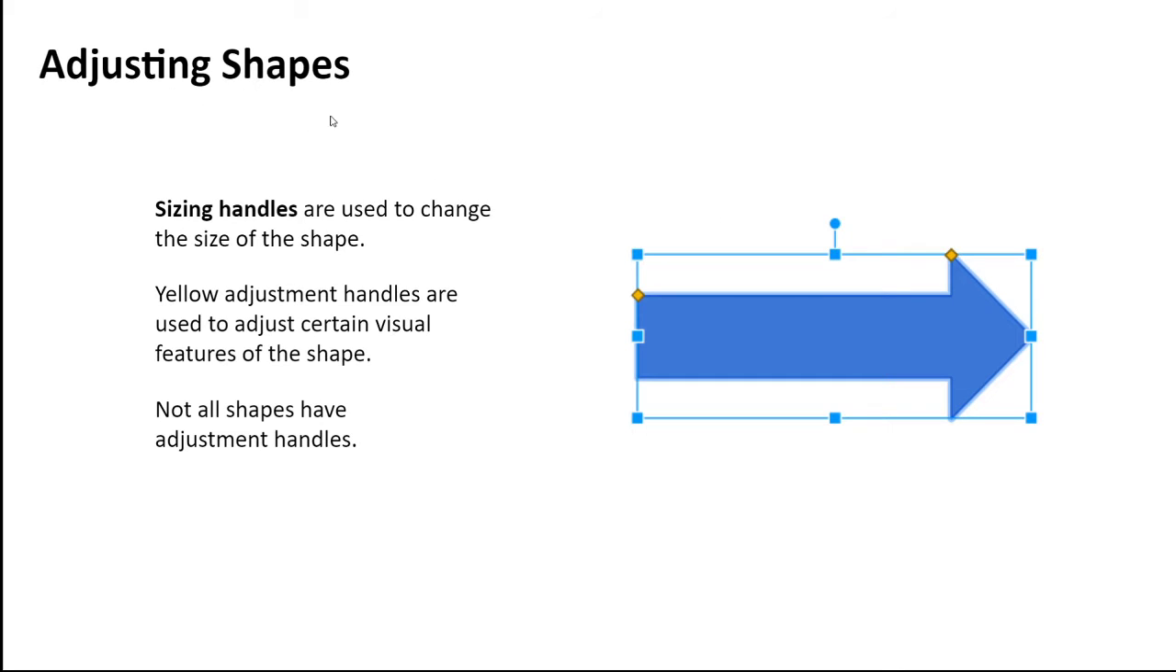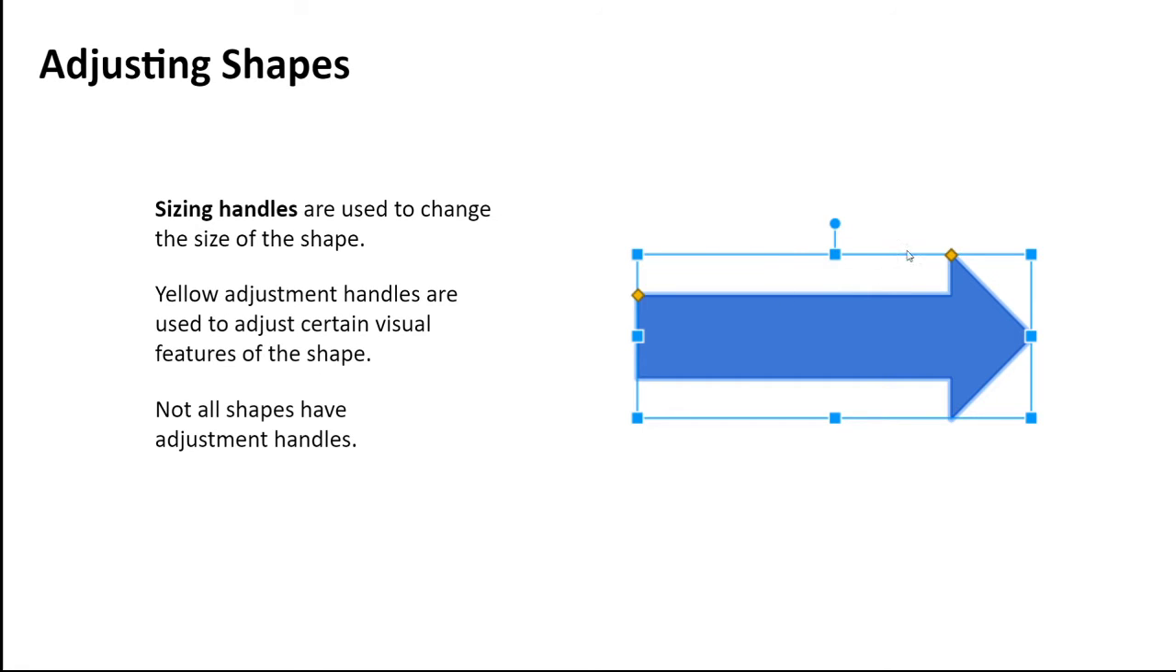All right, adjusting shapes. So once you insert a shape, like this arrow here on the right, it has sizing handles just like your images and text boxes do. You can see them around the shape. But it also has something new called an adjustment handle. So these yellow ones are adjustment handles. So you can add certain visual features to your shape.